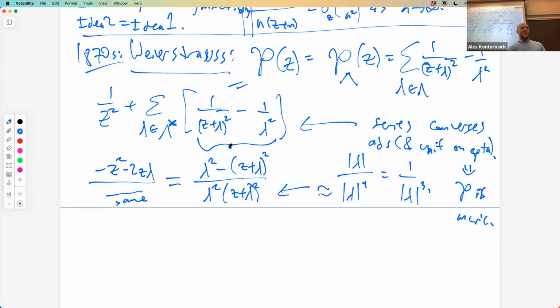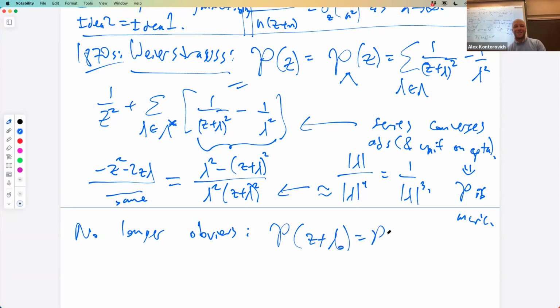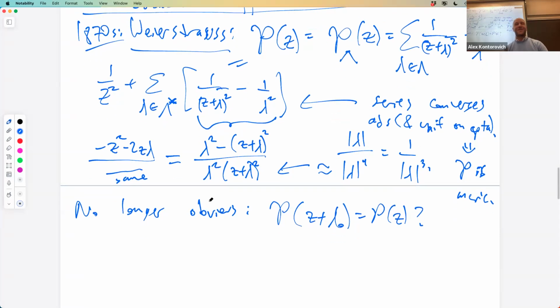But now it's not obvious that it's invariant. No longer obvious is that P of Z plus some element of the lattice is P of Z. We've changed the definition in order to make it absolutely convergent. Why is this thing invariant under the lattice? Well, it wouldn't be a very good definition if it wasn't. So theorem: P is indeed elliptic.